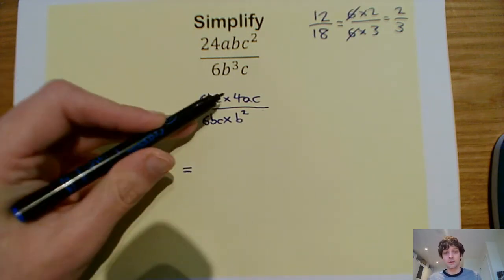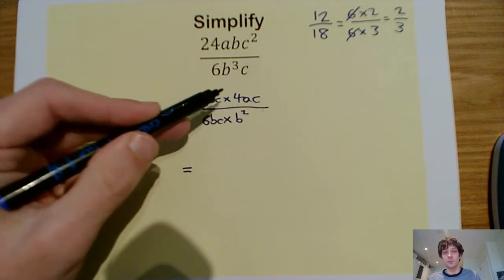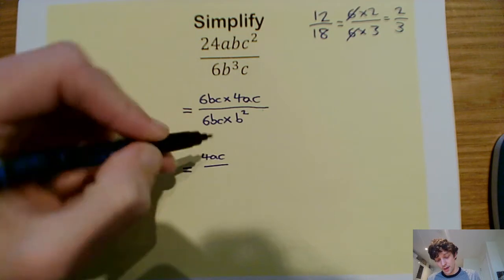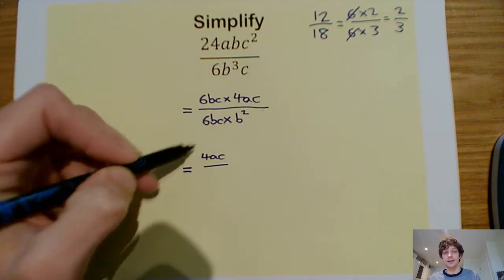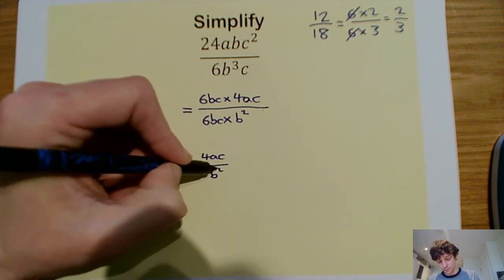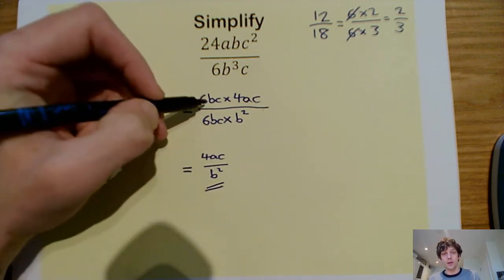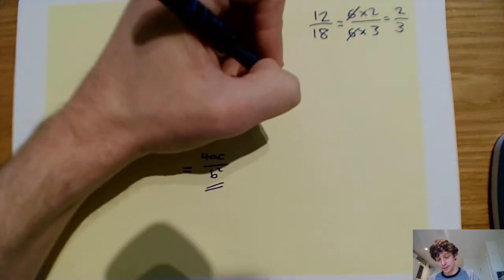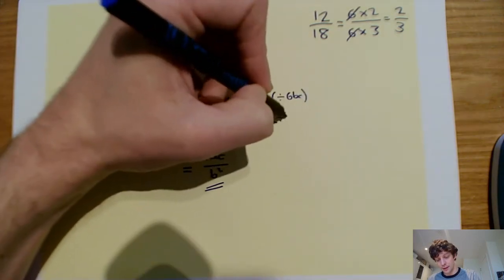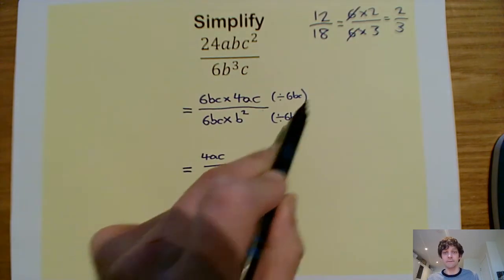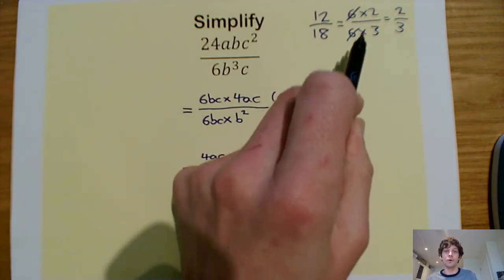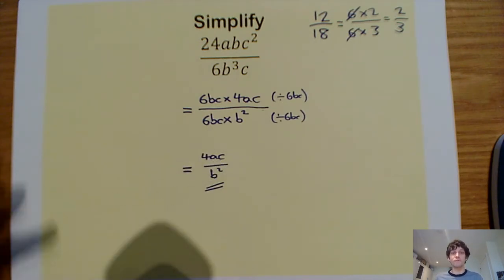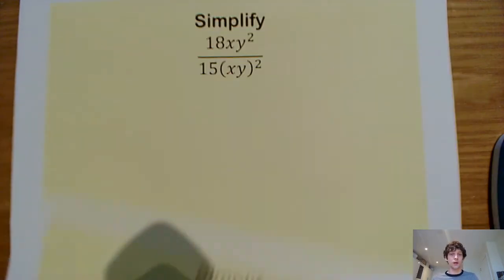Because I'm multiplying those things, I can divide my numerator by 6bc and just have 4ac left, and I can divide my denominator by 6bc as well and just have b squared left. So what I'm essentially doing there is dividing this numerator by 6bc and dividing my denominator by 6bc, in the same way we divided both the numerator and denominator here by 6. And that's how we'd simplify that type of algebraic fraction.